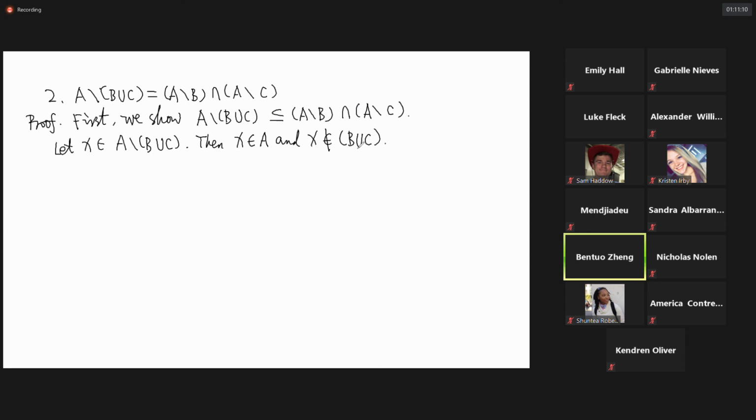Okay, so X is not in B union C. This is the most important thing we have to explain and interpret. First we have to think about the meaning of X belongs to B union C. X belongs to B union C means X belongs to B or X belongs to C. Then X does not belong to B union C means X cannot belong to B and X cannot belong to C. In other words, this condition tells us X is not in B.